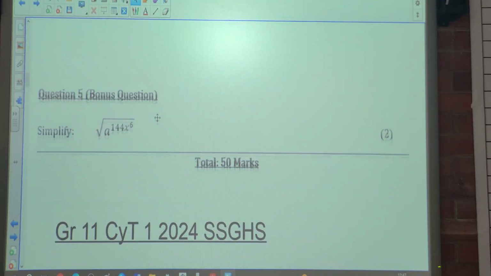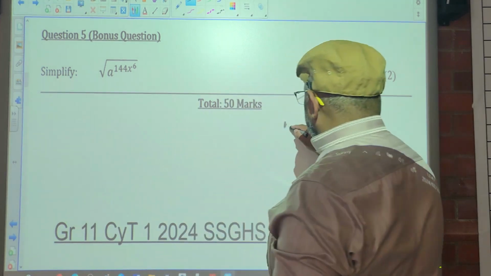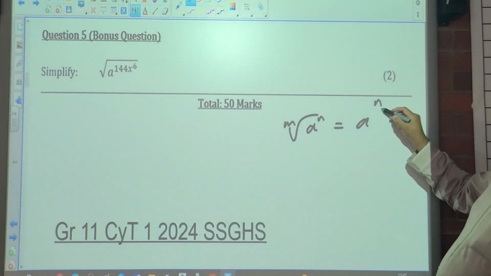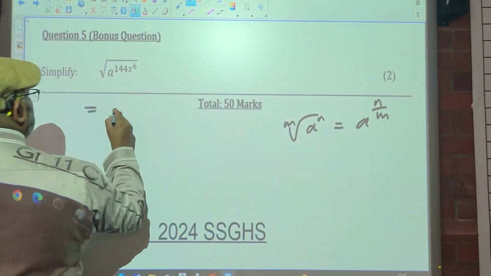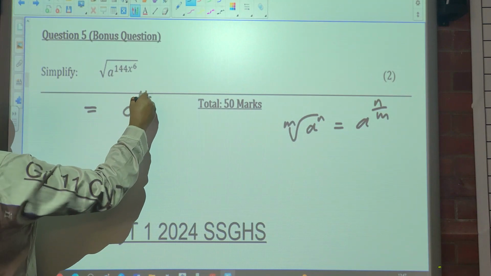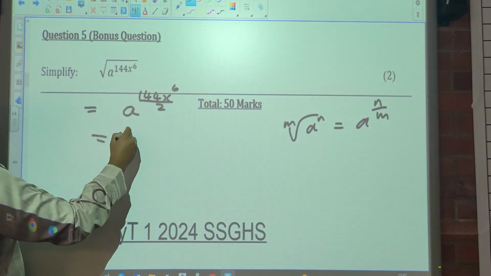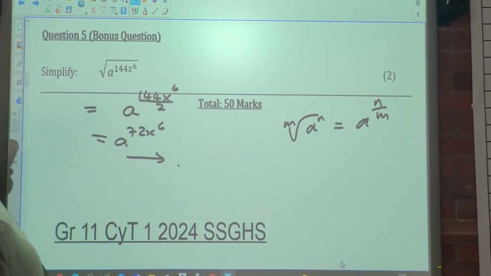The bonus question, people, is a rule that says if you've got the mth root of a to the n, that will simply be a to the n over m. So you apply that rule here. It's going to be 144x to the 6 divided by 2. So it's 72x to the 3.